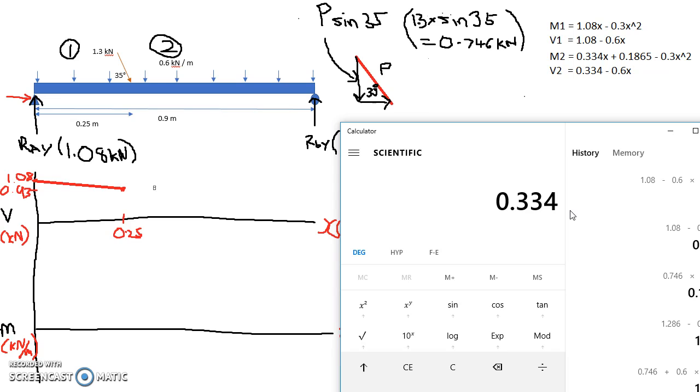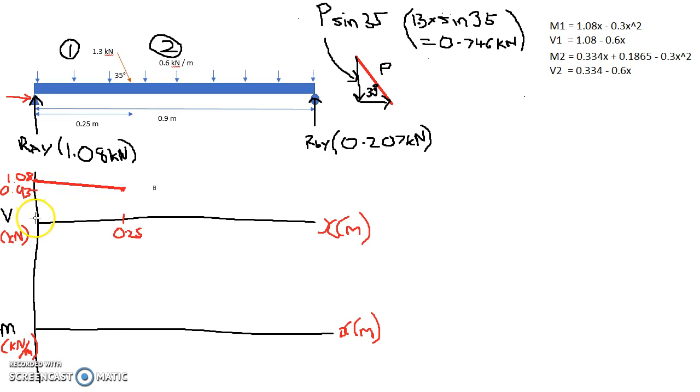So we've got 0.334, take 0.6 times 0.25, 0.184. So we're dropping down to there, and it's going to be, we'll call it 0.18, and that is again in line with that point load. There we go. Okay, now this is going to stay consistent. This rule works till the end of the beam, and it's going to be a linear drop until there.